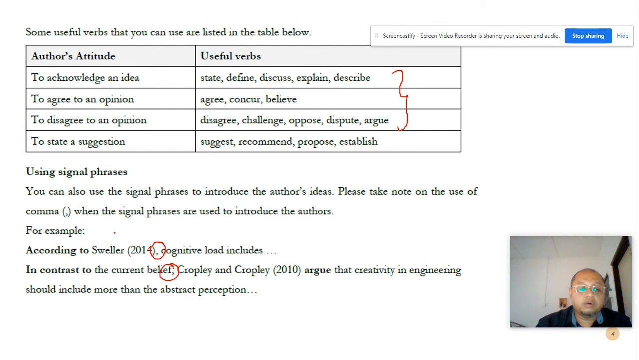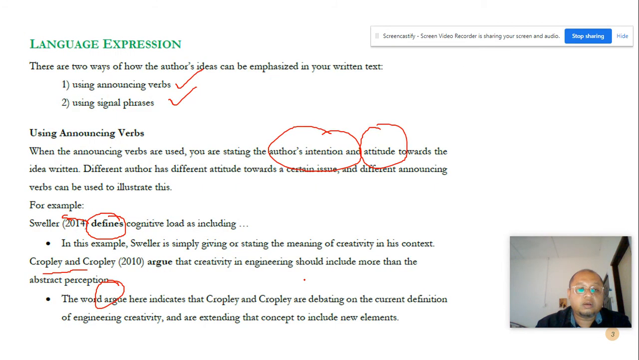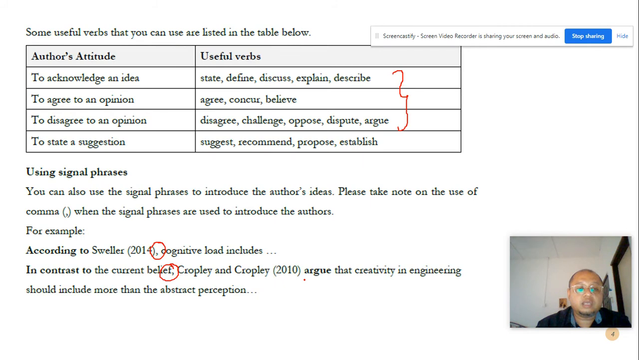Let's have a look at more about signal phrases. So some useful prepositions that you can use are listed in the table below. To acknowledge an idea, you can use according to, followed by the name of the author, or as stated by, followed by the name of the author. To agree to an opinion, consistent with the name of the author, followed by the year it was published. To disagree to an opinion, in contrast to the name of the author, followed by the year it was published. That is about signal phrases. And of course, before that, we have the announcing verbs.